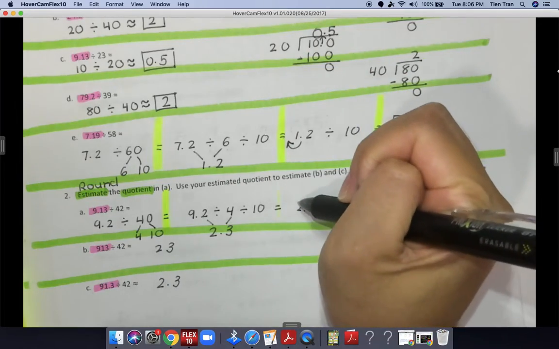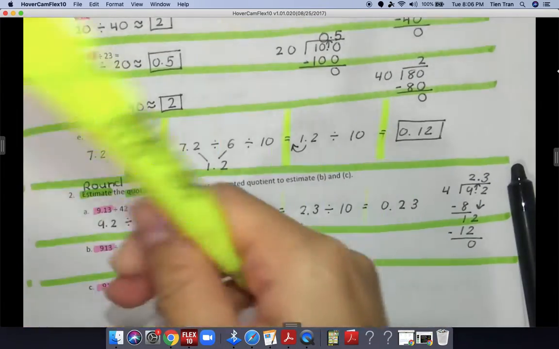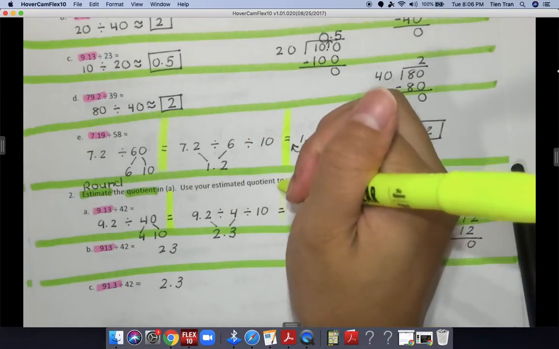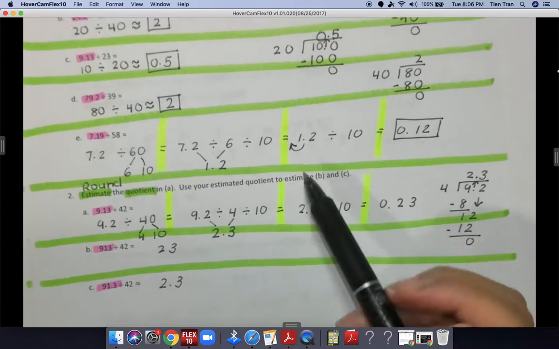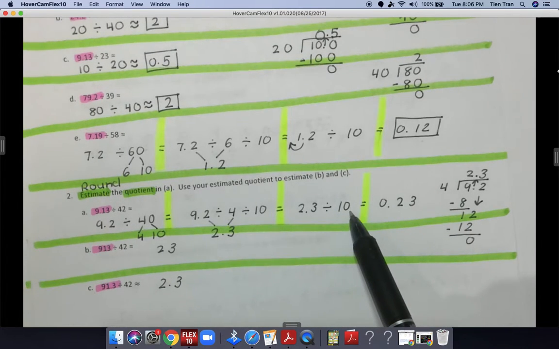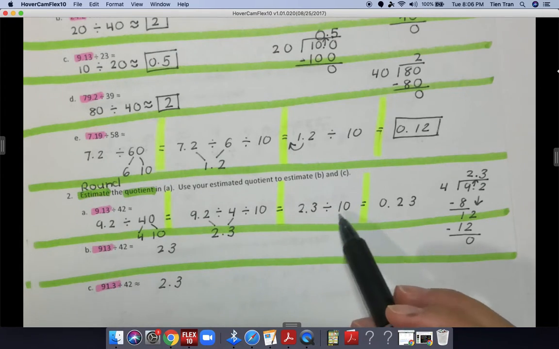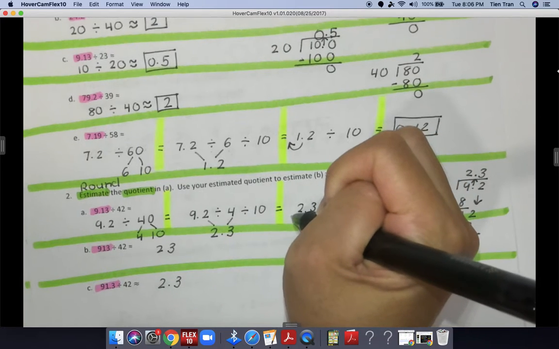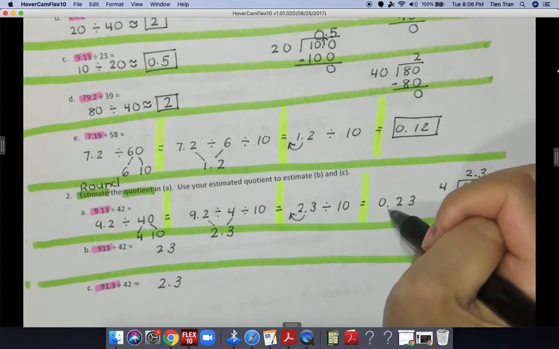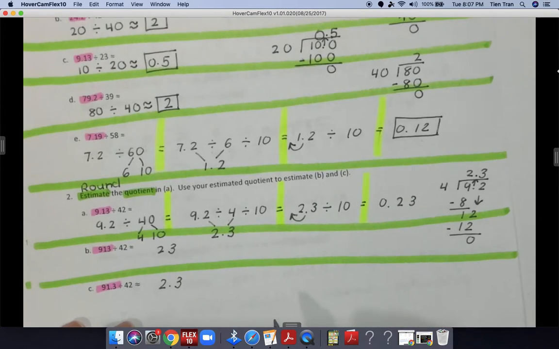Now that I have 2.3, I still have my 10 left. So I'm going to divide 2.3 divided by 10. I'm putting these highlighted marks so you guys can see that they're separated. So 2.3 divided by 10 means that I am moving my decimal over once. My number is being divided, so my number is getting smaller. So that means that my place value also got smaller. So as you can see here, my 2.3 changes to 0.23, or 23 hundredths.